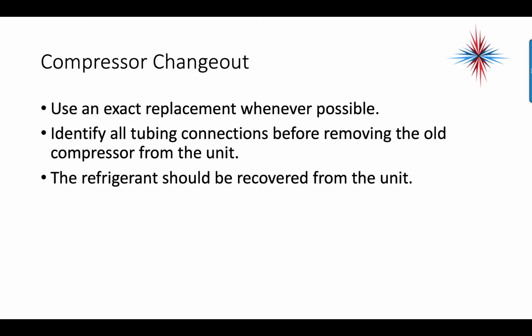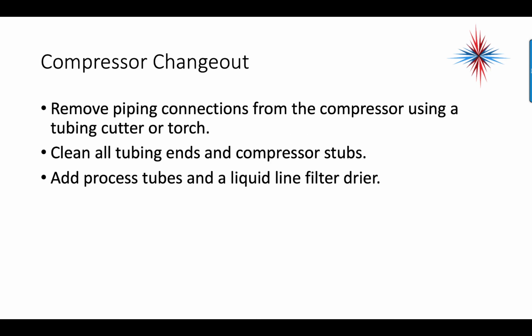When you have to change out a compressor in a domestic unit, use the exact replacement whenever possible, identifying all tubing connections before removing the old compressor from the unit. Refrigerant should be recovered from the unit and not just dumped. Remove piping connections from the compressor using a tubing cutter or a torch. Clean all tubing ends and compressor stubs. Add process tubes and a liquid line filter dryer.